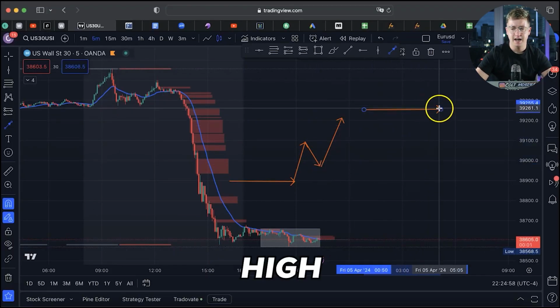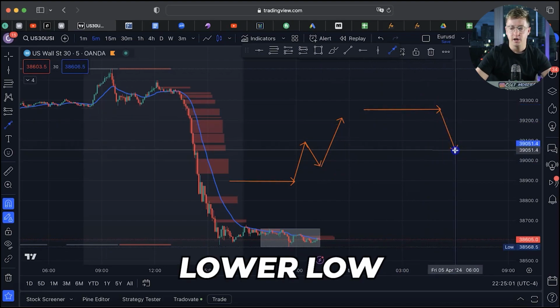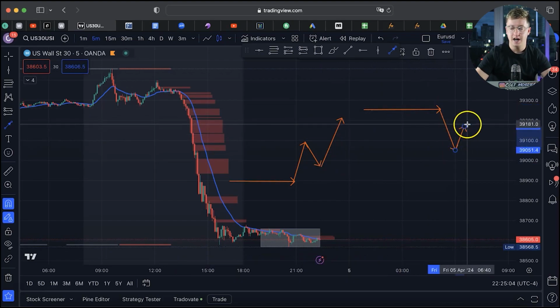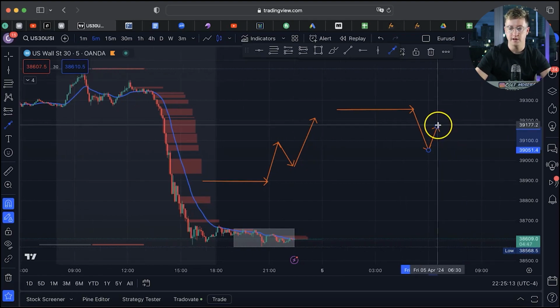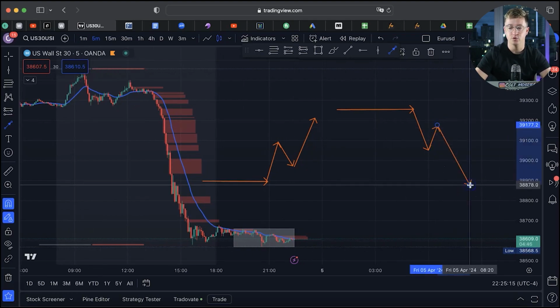I want to see price make a high. Then I want to see price make a lower low. Then I want to see a lower high. Within that lower high, I want to see what I just mentioned: rejection of Fibonaccis, our key levels, reversal candle. Mainly what we're looking for though is a fair value gap, and then we want to see price move lower.